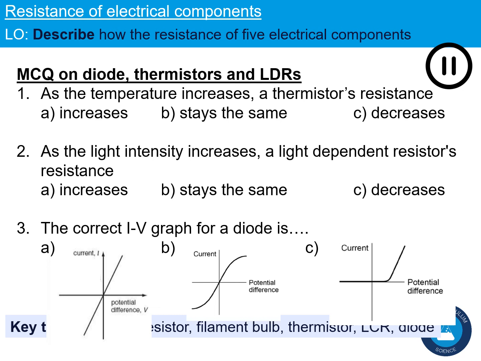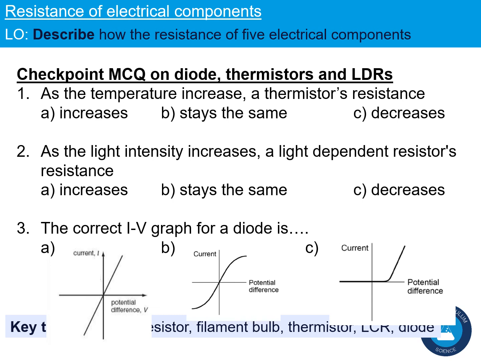You should now on your page have 3 answers, one for question 1, one for question 2, and one for question 3. So let's go through these now. So as the temperature increases, a thermistor's resistance will decrease. So we should have put C for question number 1. Number 2, as the light intensity increases, a light-dependent resistor's resistance decreases. So we should have put C for number 2 as well.